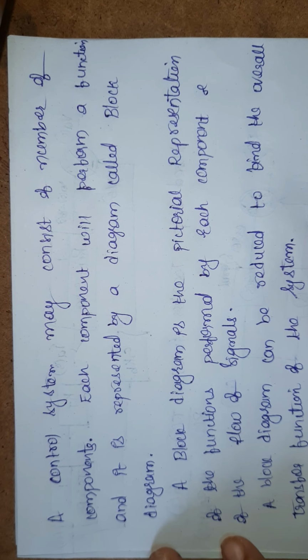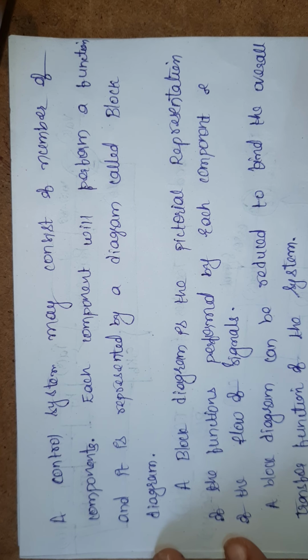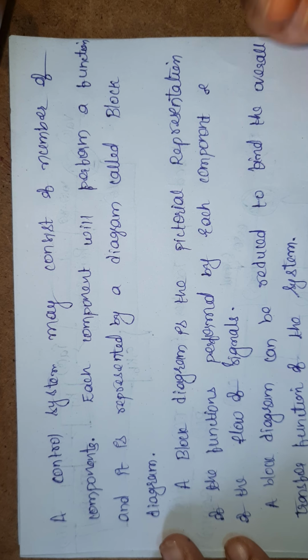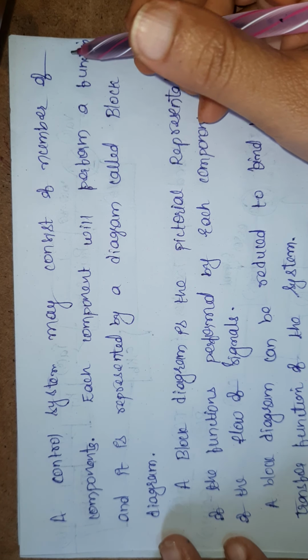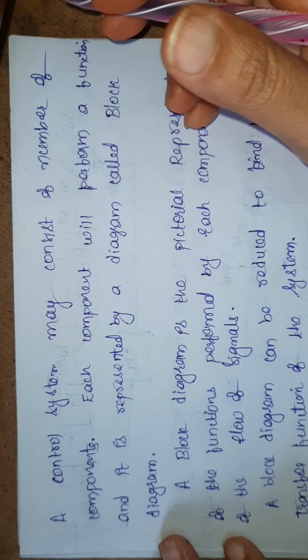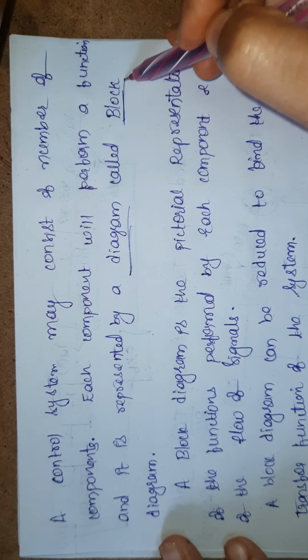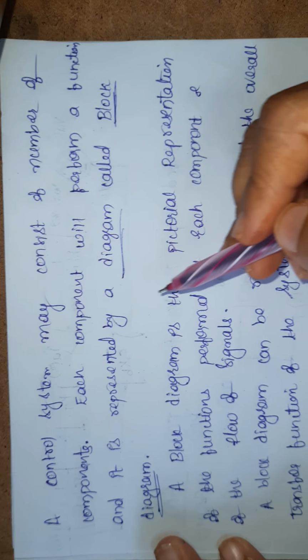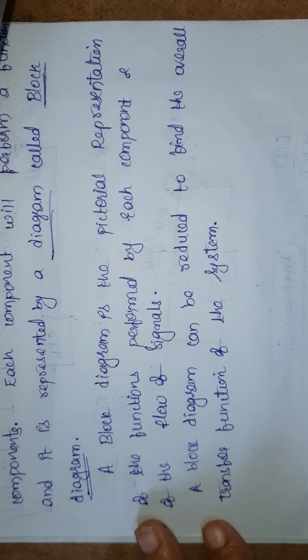Hello students, now we are going to discuss block diagram reduction techniques. So first, what is a block diagram? A control system consists of a number of components and each component performs a function. The components can be represented in a diagrammatic format, that is known as a block diagram. So simply I can say that a block diagram is a pictorial representation of the functions performed by each component and the flow of signals.